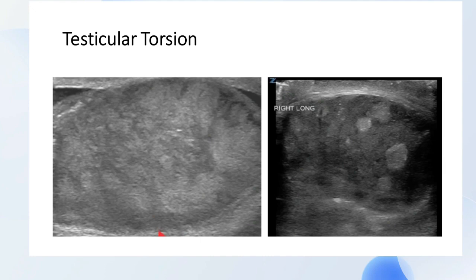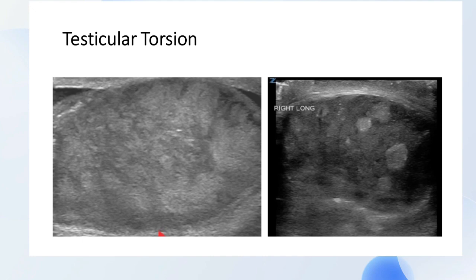So you can see that in chronic stages, the testicle is dying, and it's undergoing necrosis there, and then you can see infarcts on the testicle. If you put color flow, you don't see flow. So this is the sonographic appearance of testicular torsion.